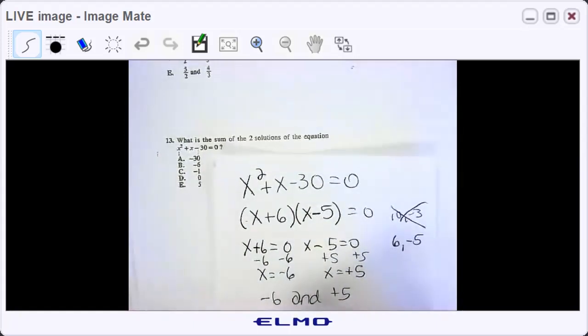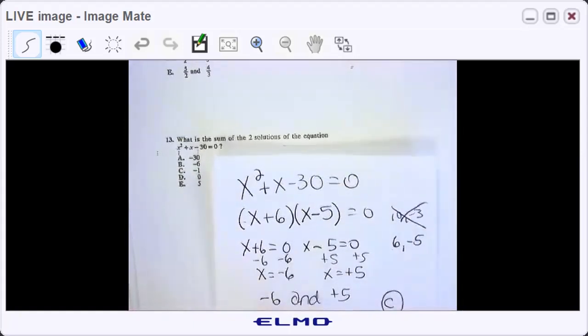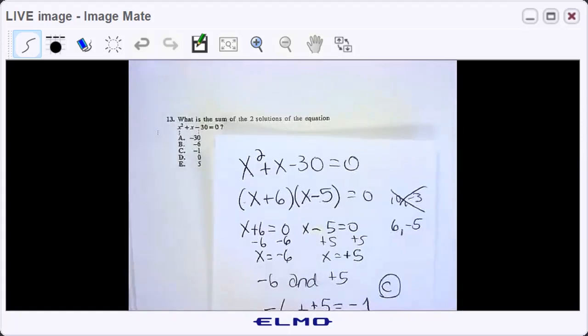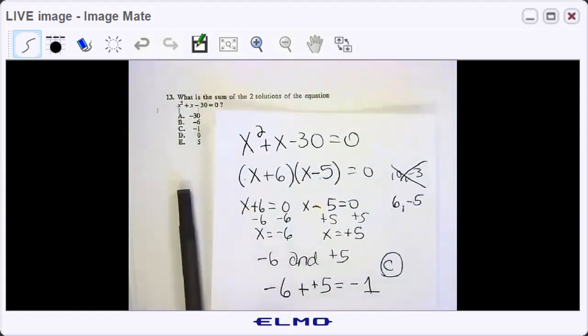So if I add up -6 and +5, I get -1. So again, another answer choice of C. Quadratics and solutions to quadratics.